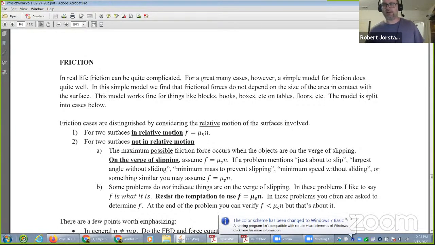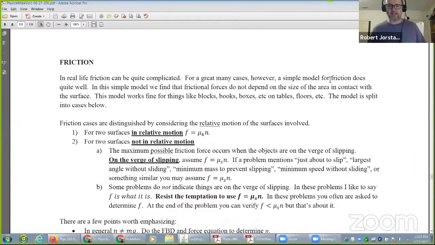So let's remind ourselves about friction before we do circular motion, because a lot of the circular motion problems use friction. Page 99 in your workbook talks about friction. Remember, if two surfaces are in relative motion, we use mu kinetic times the normal force. Mu kinetic is the kinetic coefficient of friction. If two surfaces are not in relative motion, that's where things get confusing. If something in the problem indicates the situation is on the verge of slipping, we use this formula, F equals mu static times the normal force.